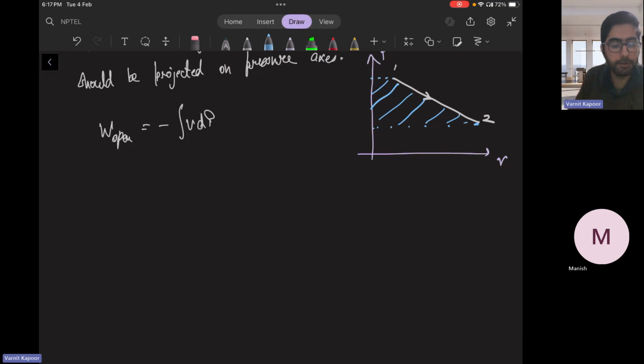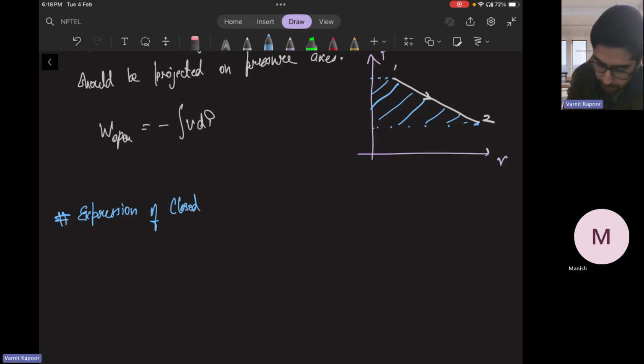Now coming to the expression of closed system work for different processes. Suppose you have a constant volume process, constant pressure process, constant temperature process, no heat exchange, that is an adiabatic process, and a polytropic process. For all these processes, what are the expressions for the work done? Let me write the expression of closed system work for different processes. I'm only talking about closed systems.